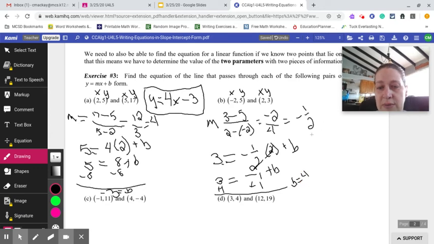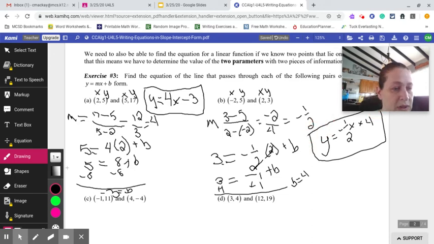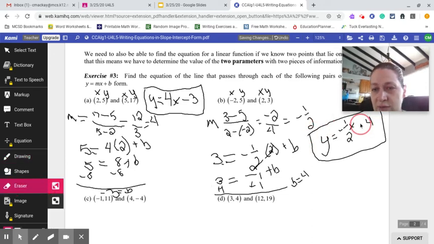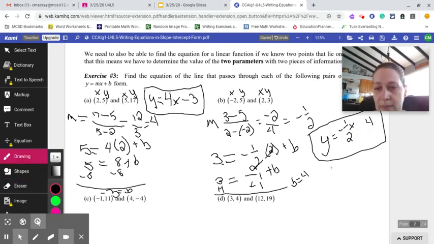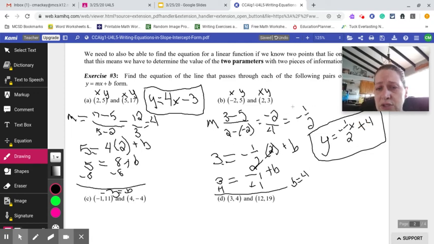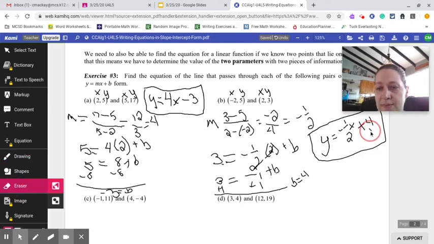Okay, now we're just going to go ahead and put that in y equals mx plus b format. Y equals -1/2 x plus 4. Okay, for some reason that looks like a times 4. I want to say plus 4. So to do that, I took my m and I substituted it in right here, and then I took my b and I substituted it in down right there. Okay, let's do another one.